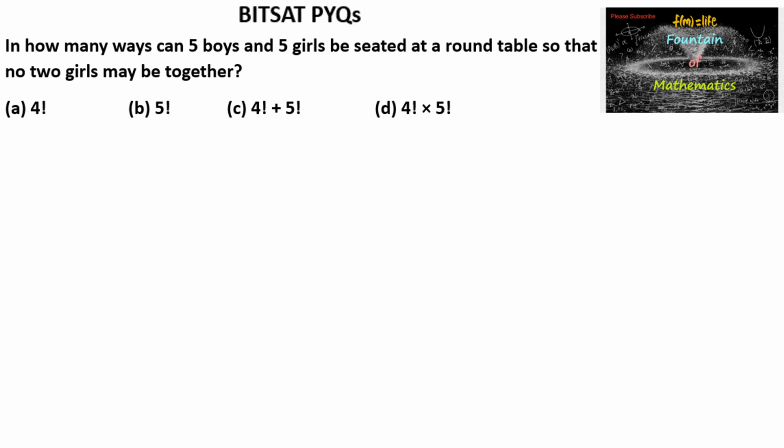In how many ways can 5 boys and 5 girls be seated at a round table so that no two girls may be together? So it's a circular permutation concept.